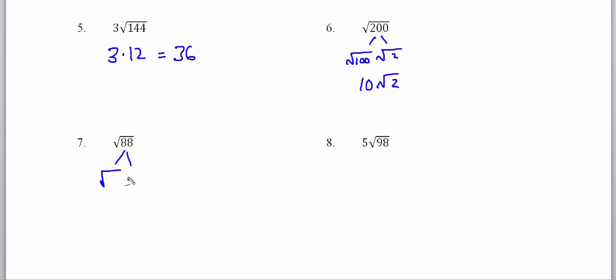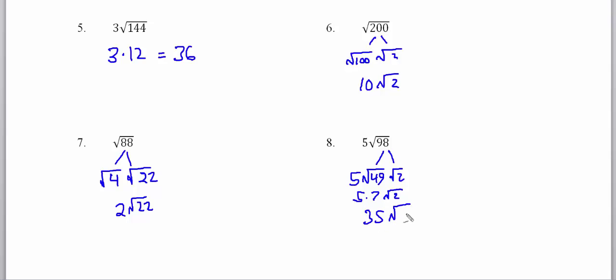88 can be broken down, but it honestly can't be broken down by a very big number. You can try all the numbers like 36, 25, 16, 9, but the only one that works is 4. This makes 4 and 22, or 2 square roots of 22, because the square root of 4 is 2. And then here we have 5 and 98. 98 can be broken, and it can be broken by 49 and 2. So this is 5 square roots of 49 times 2, or 5 times 7 times square root of 2, and that makes 35 square roots of 2.